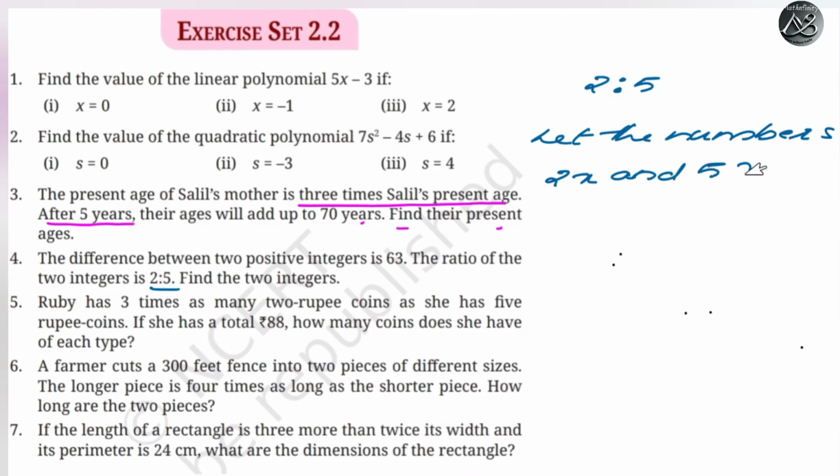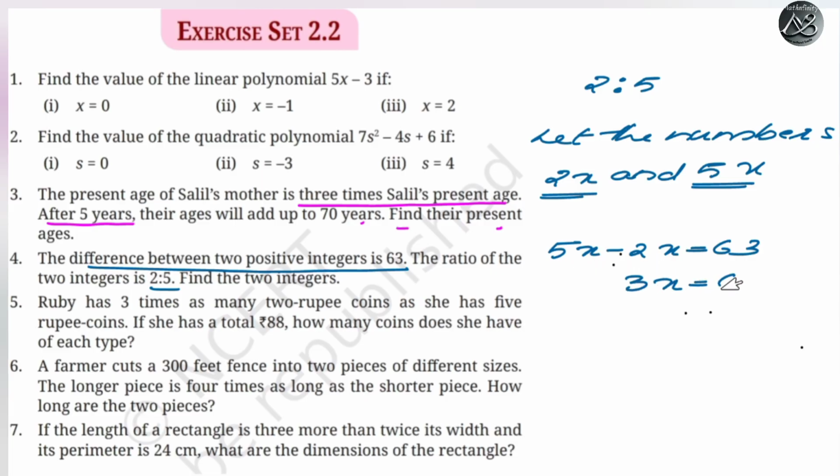Whichever ratio is given, we can multiply those numbers by a variable. 2x and 5x are the numbers. And it is given that the difference between the positive integers is 63. So here the numbers we have taken are 2x and 5x, and the difference is 63. How can we write this? Here 5x will be the larger number. So the difference 5x minus 2x is 63. Both have the same variable x, so we can subtract. 5 minus 2 is 3. That is 3x is equal to 63.